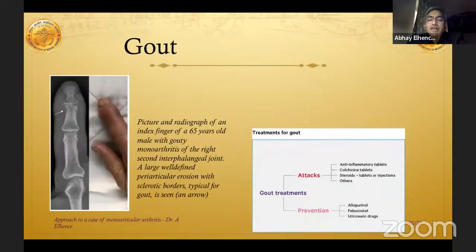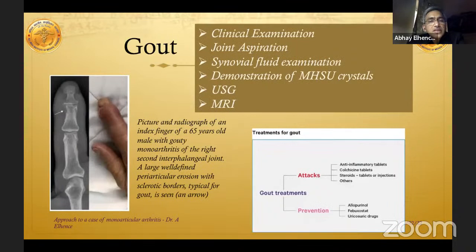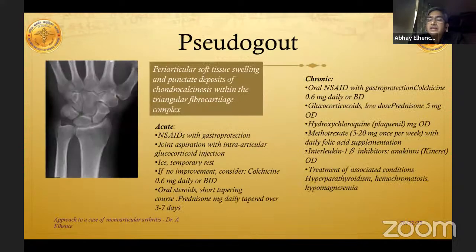For example, you have gout. The important things here are clinical examination, joint aspiration in cases of effusion, doing a synovial fluid examination as and when we can, demonstration of the monosodium urate crystals in the synovial fluid, performing ultrasound scans and MRI examination to lead to a diagnosis and the kind of involvement of gout.